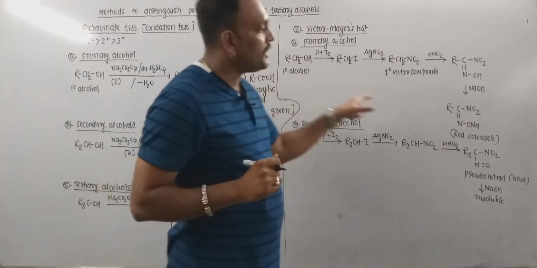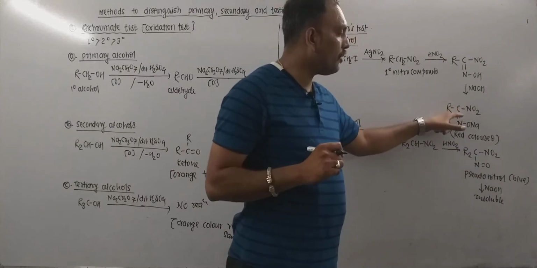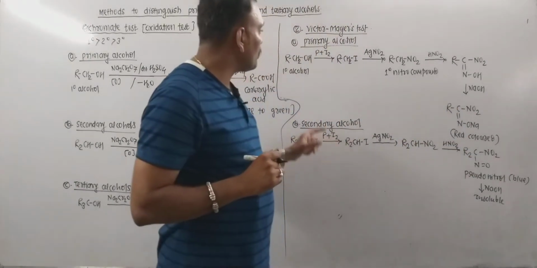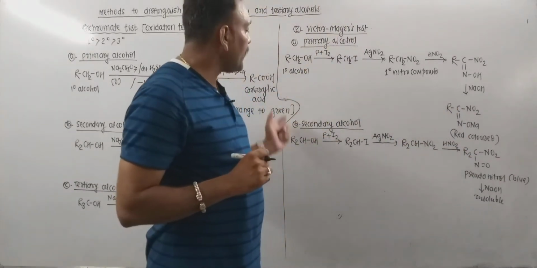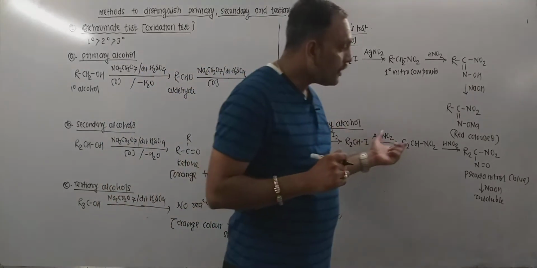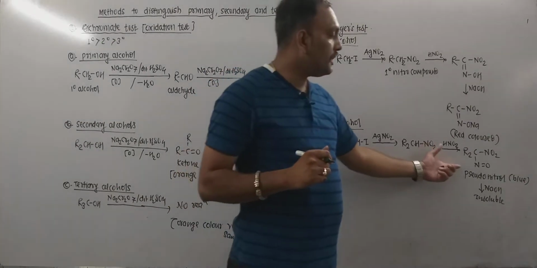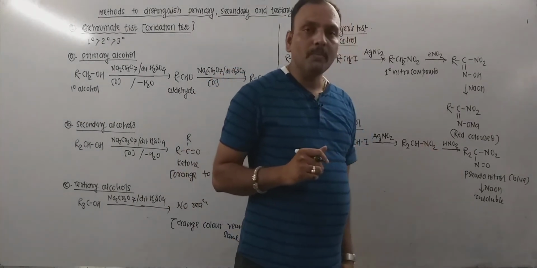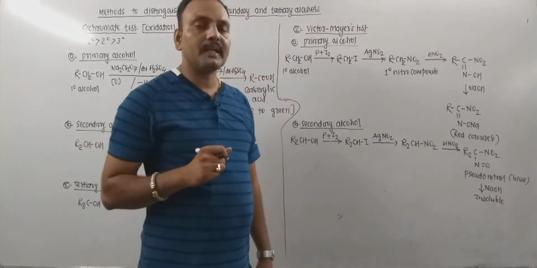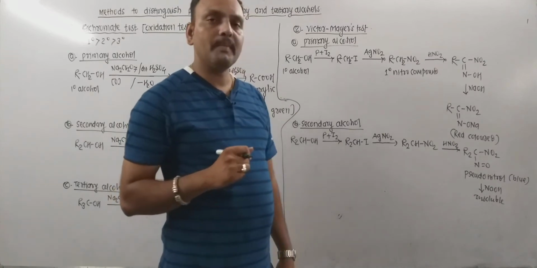Primary nitrolic acid changes to red when dissolved in NaOH. Secondary remains blue, I mean due to lack of acidic hydrogen in the pseudo-nitrol, it is insoluble in NaOH. That is another thing to be noted, and the solution remains blue.